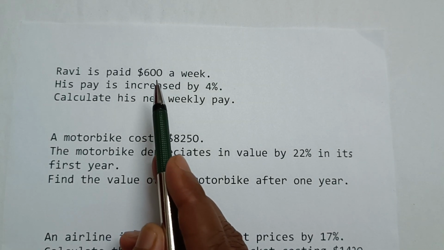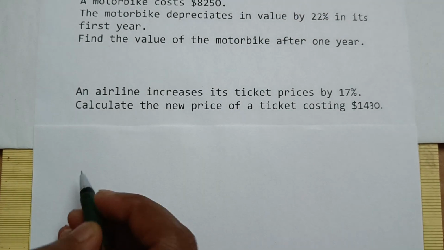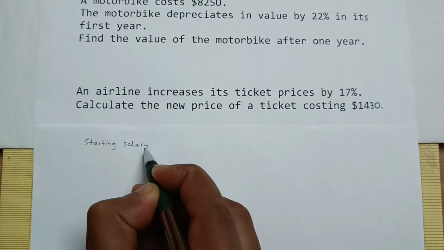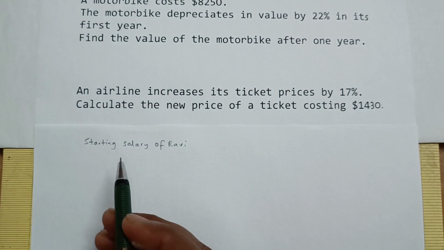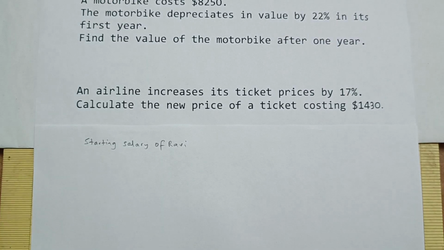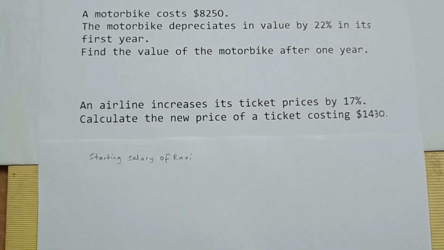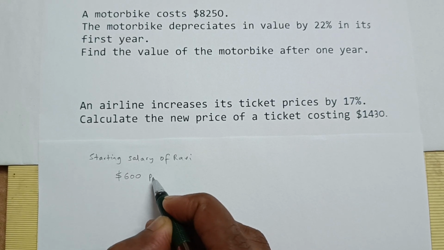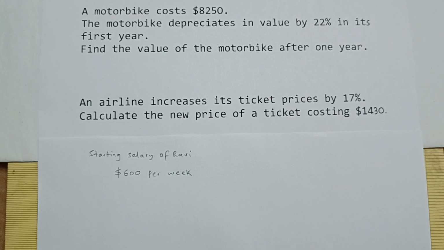So the starting salary of Ravi is $600 a week. Starting salary of Ravi. Or you can say the initial salary of Ravi. Or you can say the beginning salary of Ravi. So that is $600 a week. So $600 per week. So this is the starting salary of Ravi.